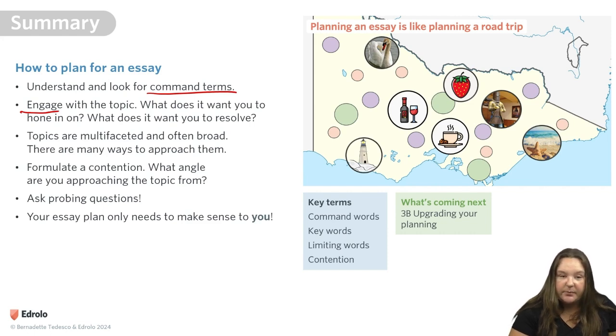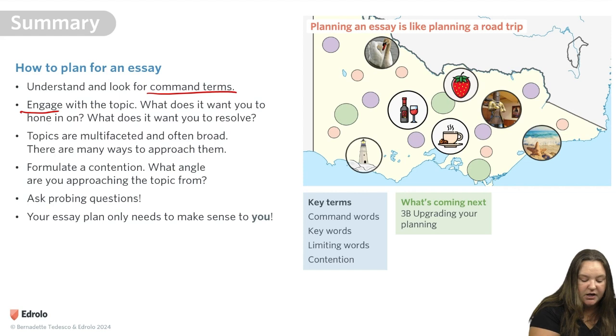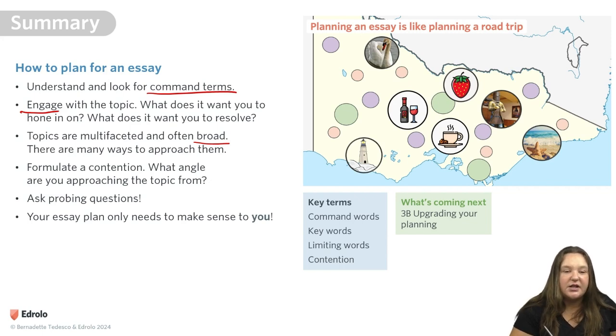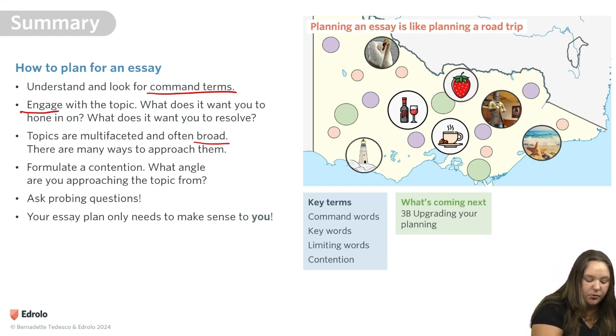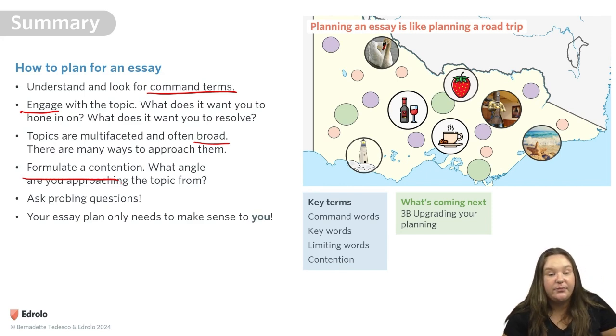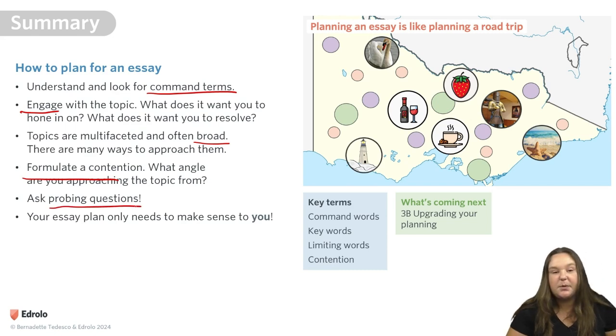Another thing to think about when planning an essay is that topics are multifaceted and often broad. There are many ways to approach them, especially when you look at those limiting words within it. It really encourages you to think beyond just the most obvious responses. When planning an essay, it's important to formulate a contention and what angle you're going to approach the topic from, and to ask probing questions. That's probably the most important thing to do when planning. Think about what elements of this prompt am I engaging with, and is making me think about the text in a new and interesting way.